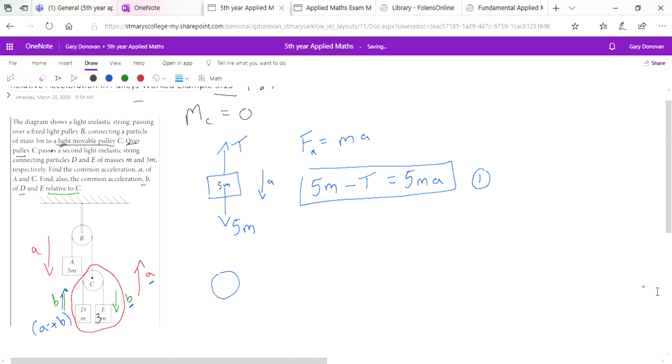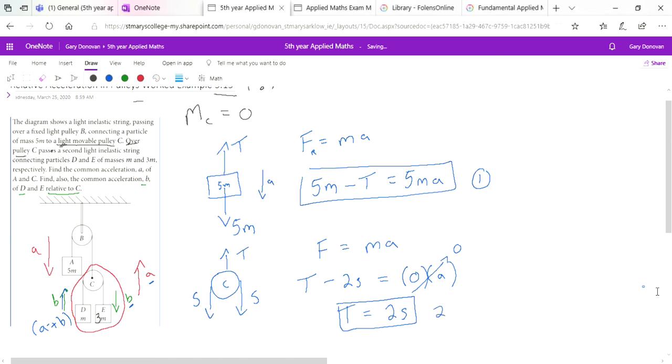Looking at the light pulley C, it's being pulled up by the same string that's attached to A, so that has a tension T, and then there's a separate string pulling it down in two places, and because that's a separate string, it has a separate force, so we call that S. So when we do our F equals ma for this, it's moving up, so T is bigger than 2S, but it has a mass of 0, and because it has a mass of 0, it's going to be 0 times A, so its overall acceleration is 0. So we can rearrange this to say, well, T is equal to 2S, and that's equation 2.